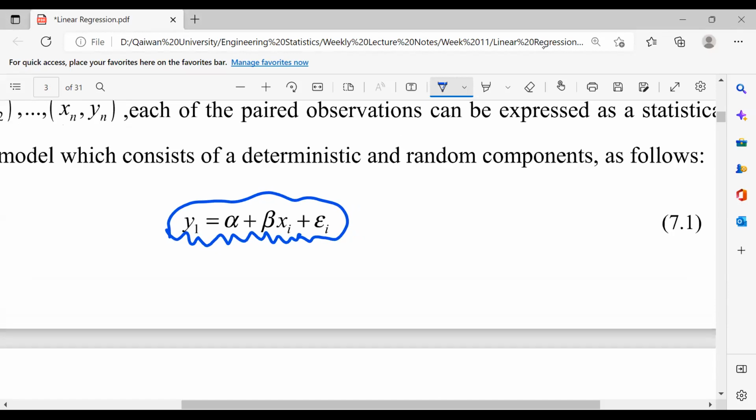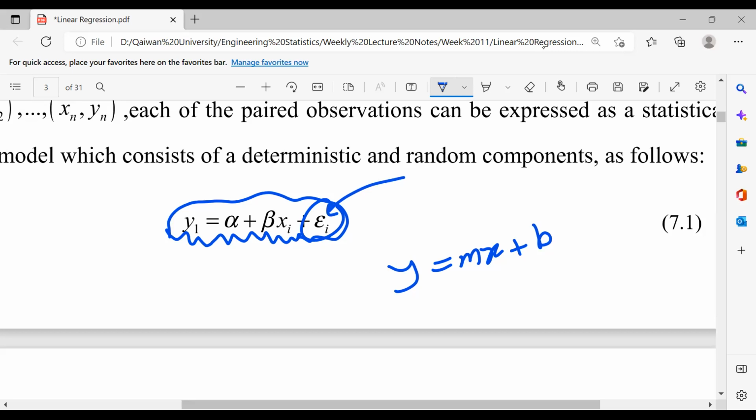Here, in the linear equation, we see y equals mx plus b. This is the linear equation. Linear regression is also a linear equation. But here we have this error. This is the error at each step.